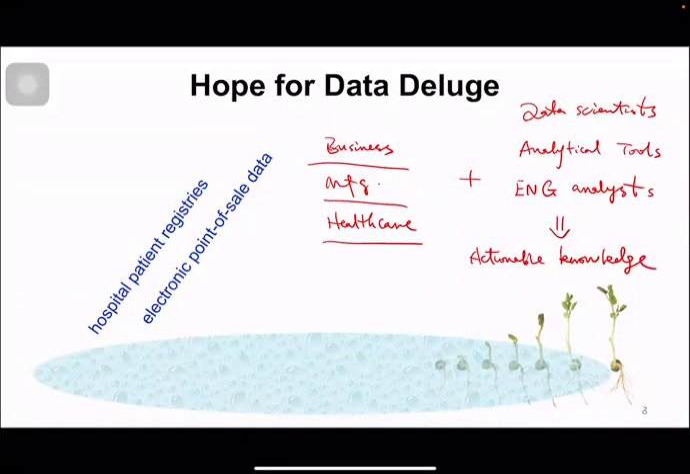Now, business, manufacturing, or healthcare. We hope that there is definitely hope for the data deluge, and the data scientists, analytic tools, and engineering analysts need to work together. It's not just about data scientists doing everything. We also need domain experts, who can tell you how the process works and what kind of problems they are facing and how we can use data to solve those problems. Once you become a data scientist, master those analytic tools, and talk with engineering domain experts, then we can derive actionable knowledge to help us identify opportunities to improve your business.